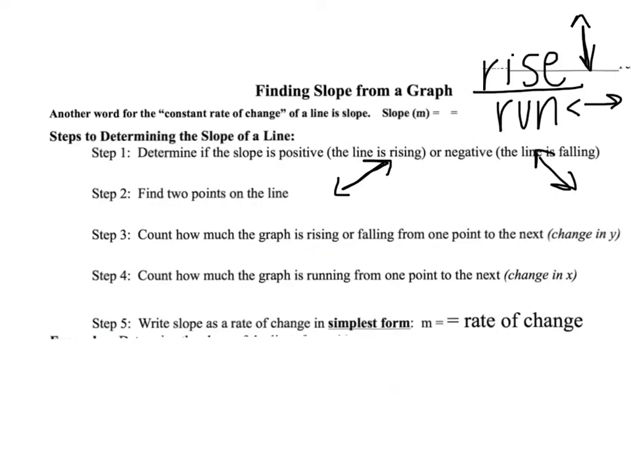So step 2 is to find 2 points on the line and count the distance. So how much is it rising, and then how much is it running from one point to the next. That's going to be your change in y and your change in x. So let's look at some examples where we're going to graph some points and find the slope.